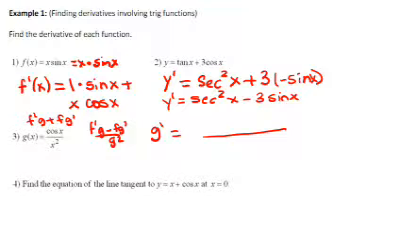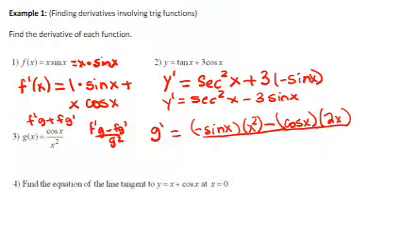So the derivative of the numerator, the derivative of cosine x, is negative sine x times the denominator unchanged minus the numerator unchanged times the derivative of the denominator all over the denominator squared. And I can leave it like that.